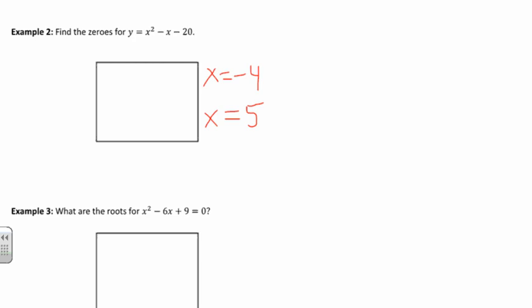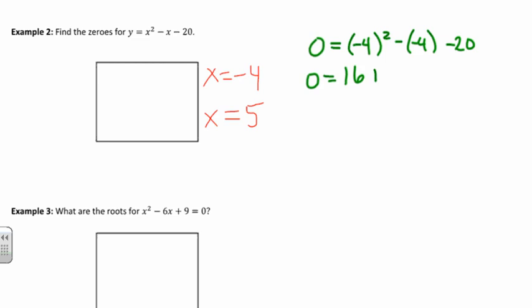Again, to confirm, just plug those points into the equation. So 0 needs to equal negative 4 squared minus negative 4 minus 20. So negative 4 squared is 16, minus a negative 4 is really adding 4, subtract 20. 16 plus 4 is 20, so 0 equals 0. So that one's right.